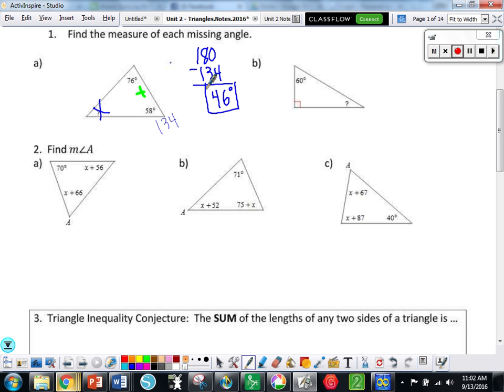Part B, do we have enough information for part B? Yeah, that box on that one angle, what does that equal? 90. So this is 90, right? If I wanted to add those together, I would get what? 150. I realize that this is pretty easy to do on a calculator, but in order to receive full credit, you have to show your work.